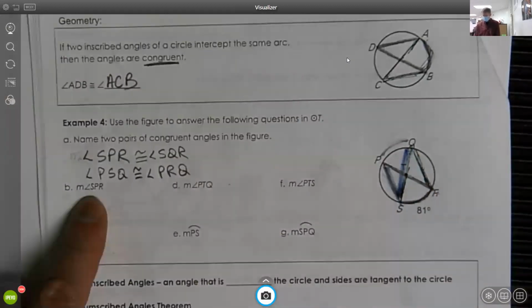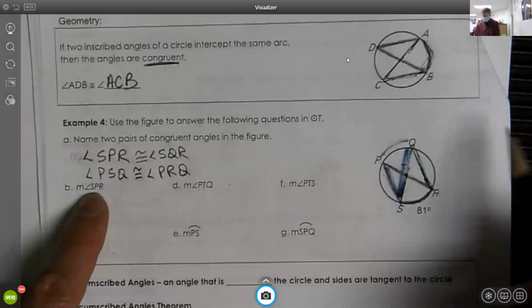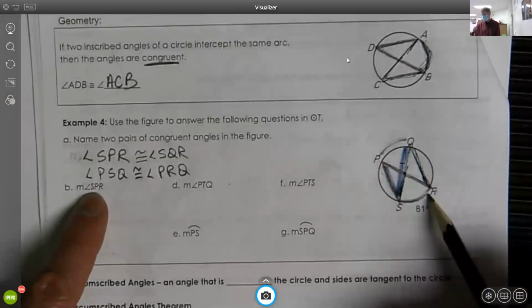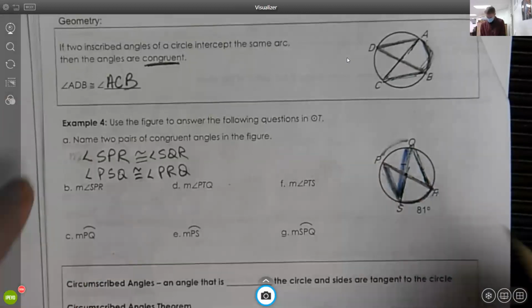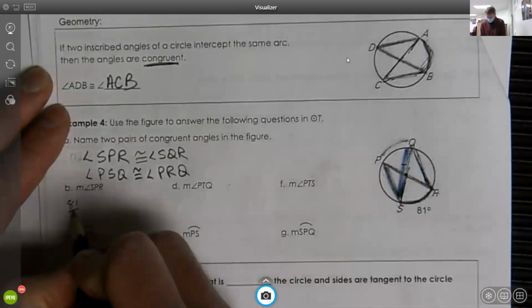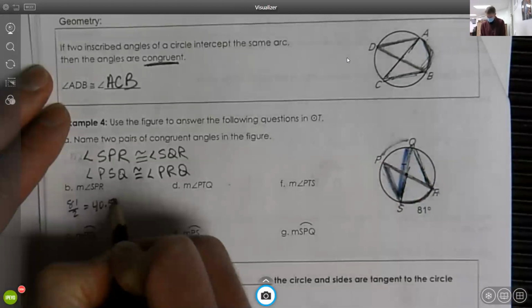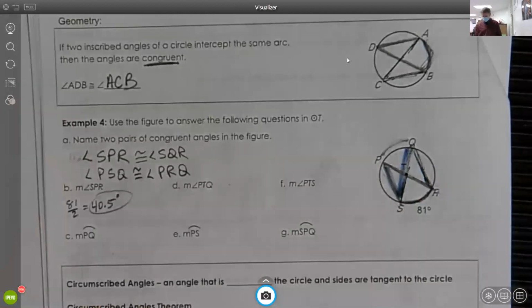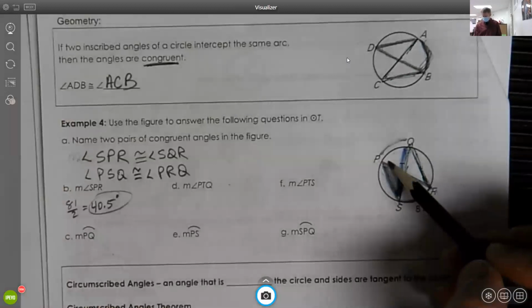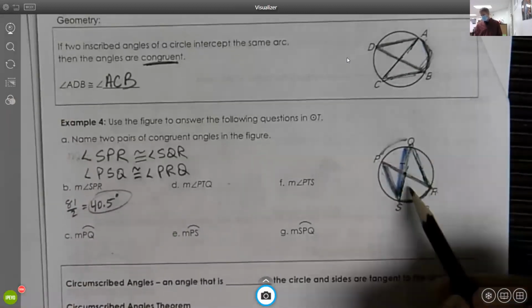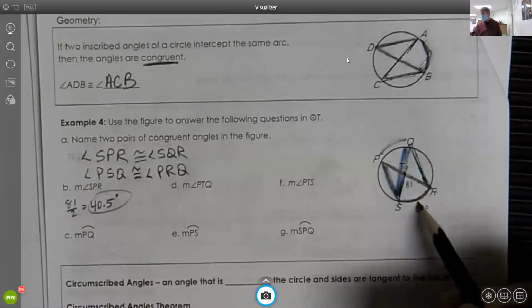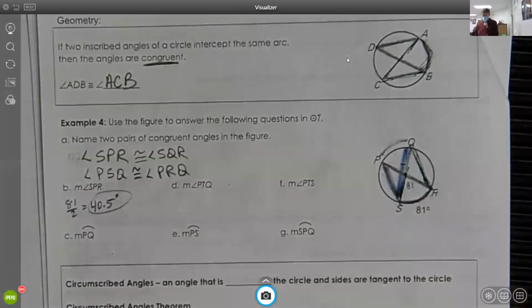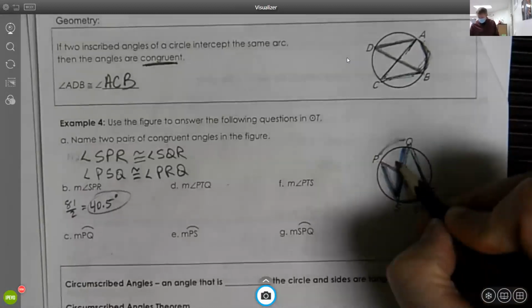So here we're looking at the measurement of SPR. I use my pencil to kind of trace it out. And it's going to be half of 81. So 81 divided by 2, which is going to be 40.5 degrees. Then we can look at PTQ. Well, let's see. If this angle in here is 81, that's called a central angle. So they're going to be the same measurement. And the vertical angle over here is going to be 81.